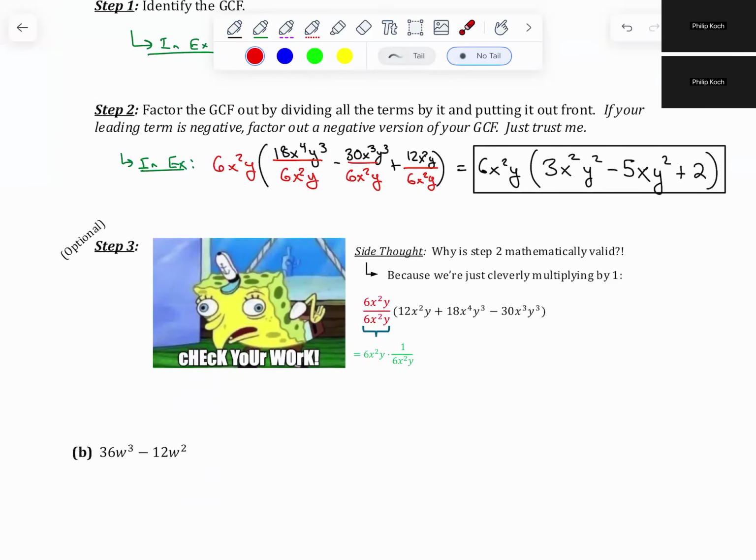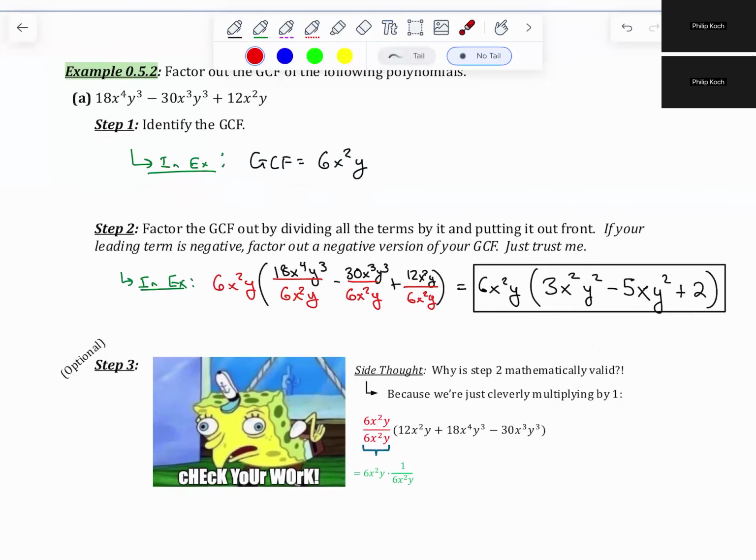But the one thing I did want to say is, why can I do that? That seems like kind of magic. I'm saying just put it out front and then divide each term. Why does that work? The reason is that we're just cleverly multiplying by 1. We're doing that trick, the multiplicative identity. What we're doing is we're taking our original polynomial, 12x squared y plus 18. Oh, I wrote it in the wrong order. That's a typo. Not that it really matters.